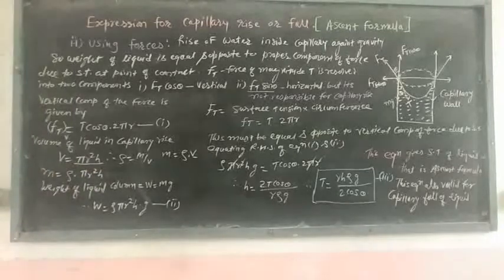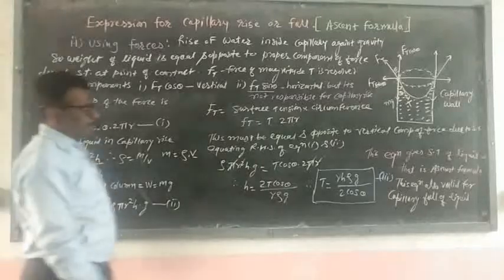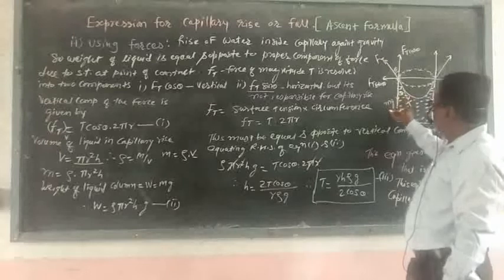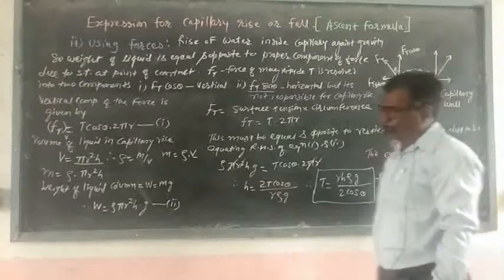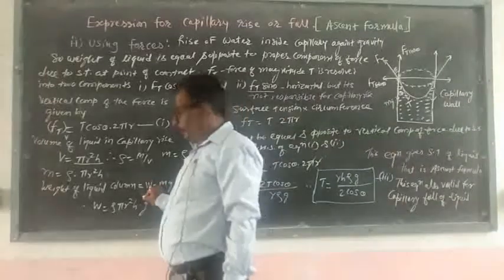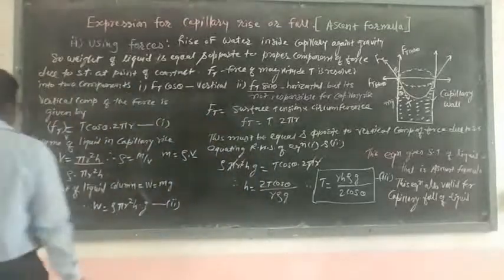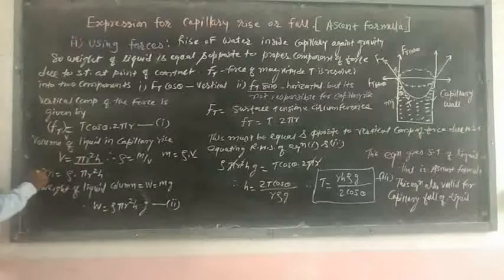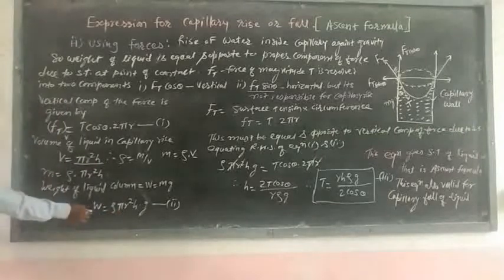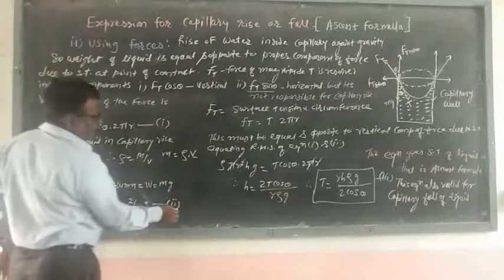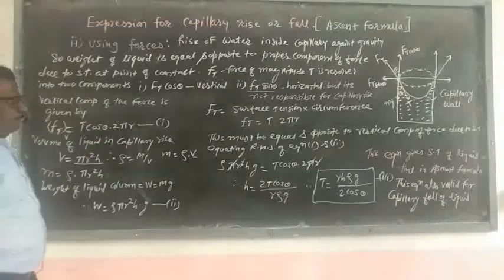So we calculate the weight of the liquid column. In this liquid column we have to calculate weight. Weight W equal to mass into acceleration due to gravity. So we get W equal to m into g. We calculated the value of m. Now substitute this value of m here. We get W equal to rho pi r square h into g. Call this equation number 2.